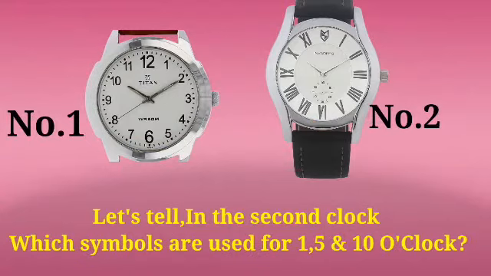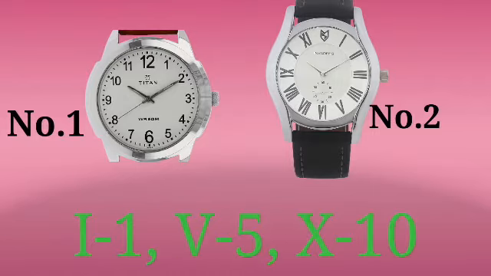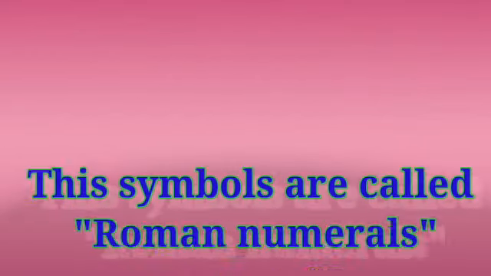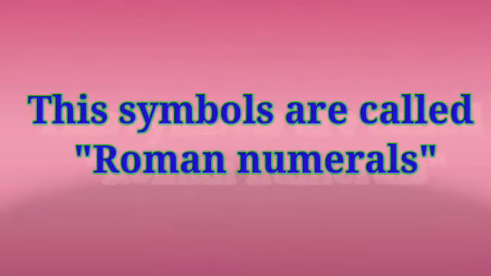Let's tell in the second clock which symbols are used for 1, 5 and 10 o'clock. The letter I is the symbol used for 1, V for 5, and to show 10 it uses X. These symbols are called Roman numerals. Today we are going to learn about Roman numerals.